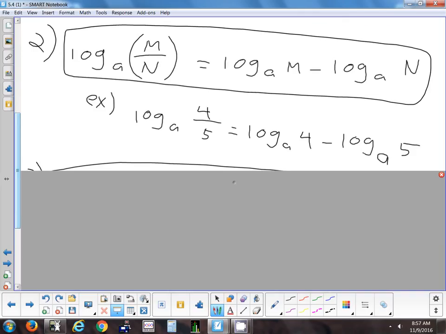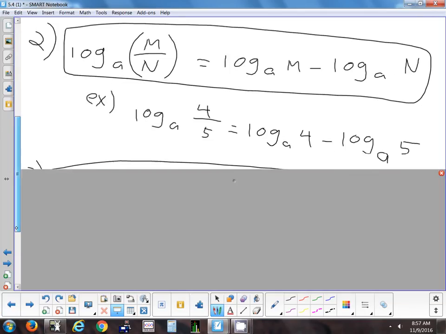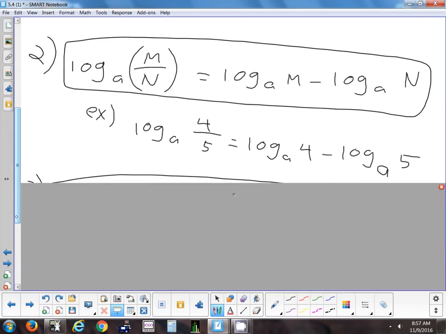Okay, and the last rule we're going to look at for combining and splitting logs has to do with when you have an exponent on a log. All right, so before I show you the formula, I'm going to show you an example. So leave a little bit of space to write the third rule, about the same amount of space as you did for each rule.